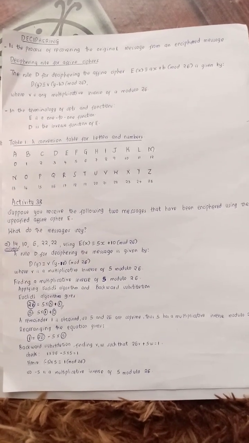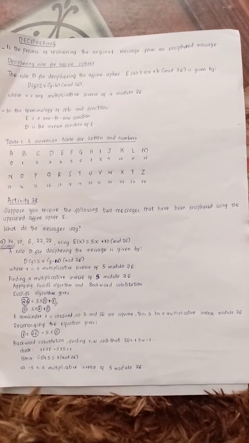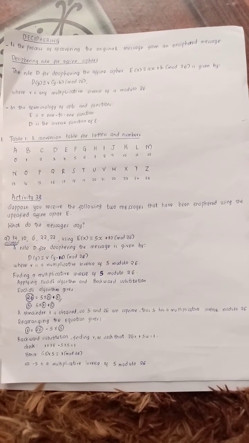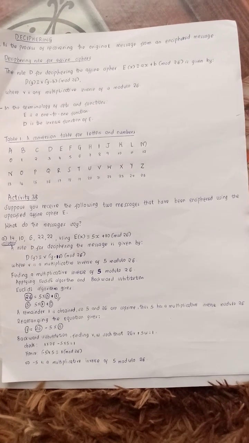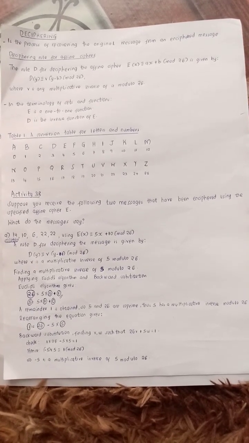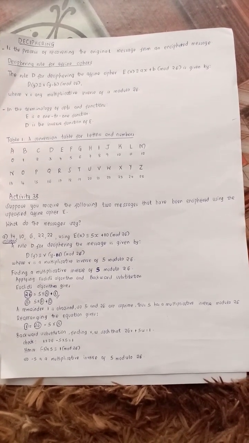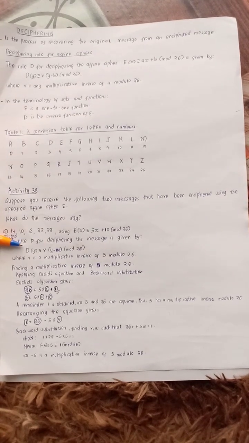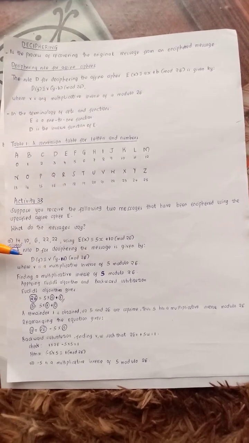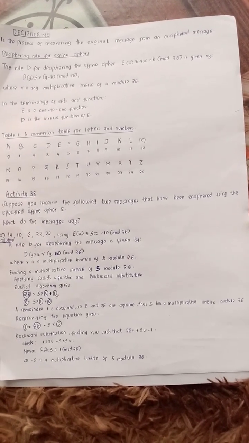Let's look at an example, Activity 38. Suppose you receive the following two messages that have been enciphered using the specified affine cipher. What do the messages say? The first example is 14, 10, 6, 22, 22 using the affine cipher E(x) ≡ 5x + 10 modulo 26. The solution: the rule D for deciphering the message is D(y) ≡ v(y − 10) modulo 26, where v is a multiplicative inverse of 5 modulo 26.